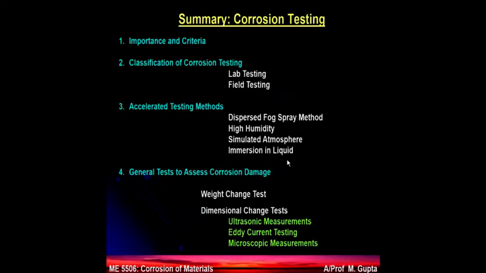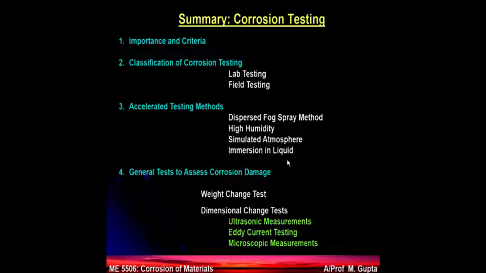All right. So essentially what we have seen in the corrosion testing is what is the importance and what is the criteria: reproducible, reliable. You can carry out in the lab, you can carry out in the field, and the results in the field testings are the ones which are realistic and which are used for real application. Accelerated methods, because you don't have time every time to wait for years to get the corrosion behavior.